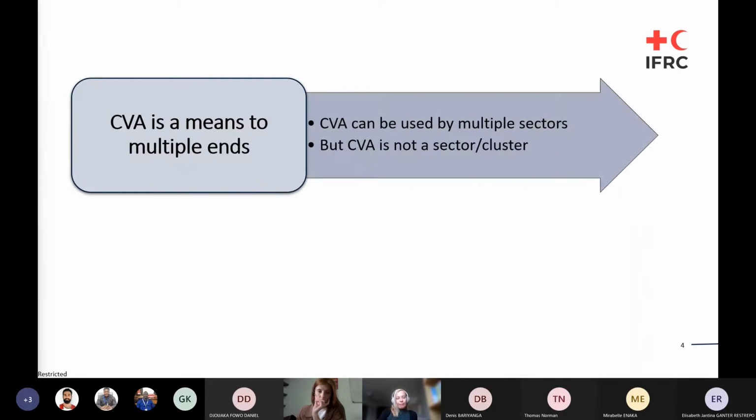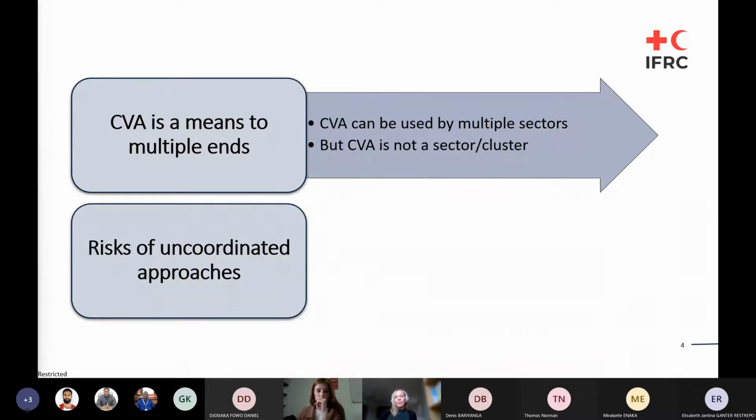So as I said, it can be a means to multiple ends. It can be used across different sectors. Currently, lots of basic needs, livelihoods, shelter in the movement, but we do have global working groups that are working on seeing it as a thing that can be more integrated into WASH and health programming as well. So I think that will be really interesting to see how that develops.